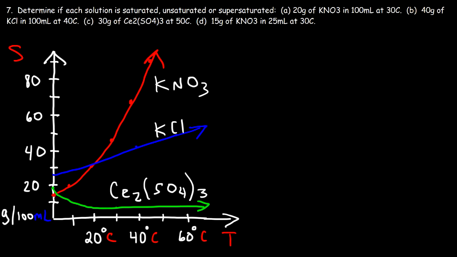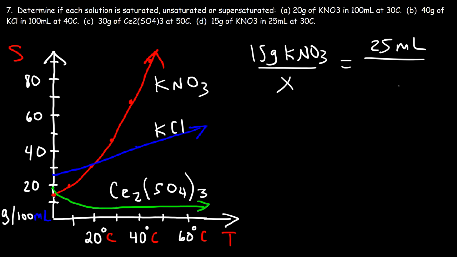Now let's move on to part D. Now we have 15 grams of potassium nitrate, the red line, in 25 milliliters at 30 degrees Celsius. So we can't use this value yet because the volume doesn't match. So we need to see how much this would be if we had 100 milliliters. So 15 grams of potassium nitrate, which corresponds to 25 milliliters, we need to see how many grams of potassium nitrate correspond to 100 milliliters.